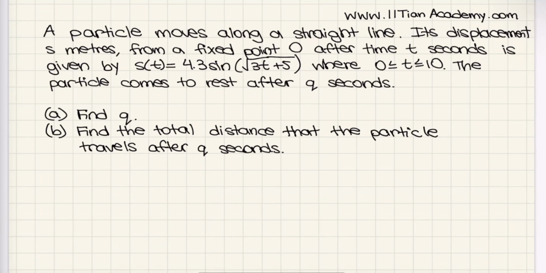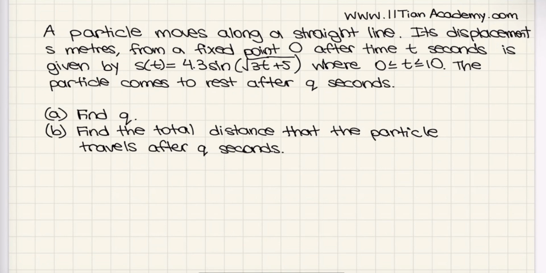What we would need to do is figure out when the rate of change is 0, right? The particle comes to a rest after q seconds. In order to find q, we need to figure out when the velocity is 0. In order to do that, we need to find the derivative and set the derivative to 0 because the derivative represents the rate of change or the velocity. And then we need to solve for t at that point. What is the time in this case?